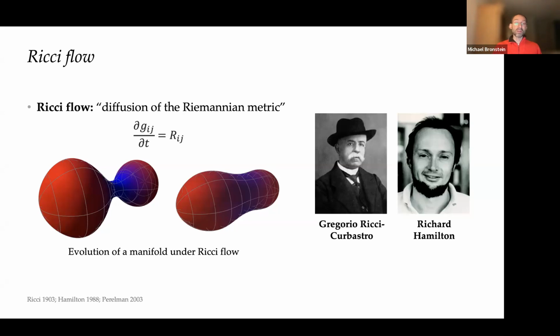And if you start with a manifold that looks like this dumbbell, so it has negative curvature in the middle and positive curvature on the ends, and I run this equation backwards in time, then this dumbbell becomes more like a sphere and then collapses into a point.